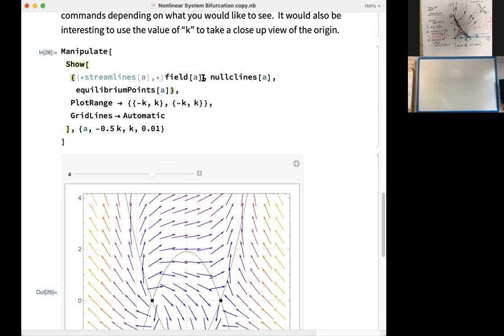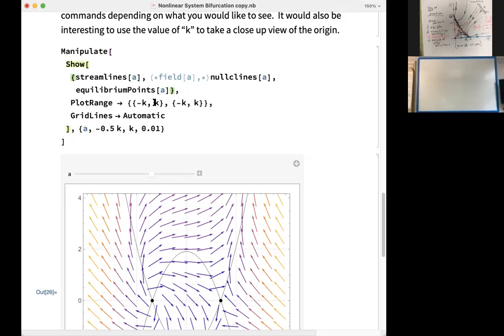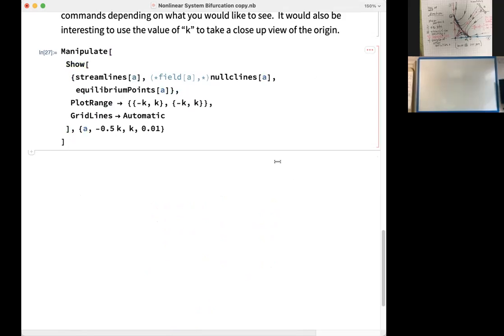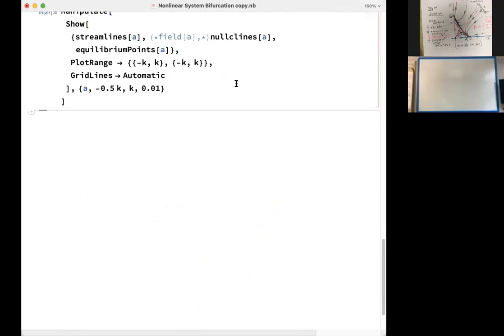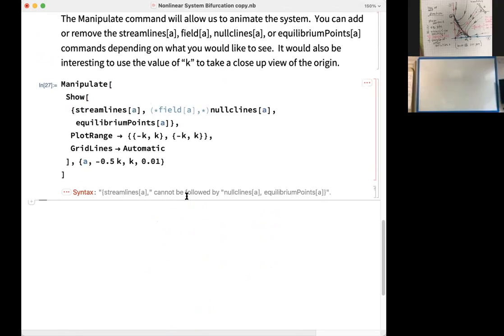Let's comment out the field, and uncomment streamlines. I've got a comma screwed up somewhere. Gives me an error message. You can look at the error message. Streamlines A cannot be followed by nullclines equilibrium points. So is it angry because I left out a comma? There's nothing wrong with that.